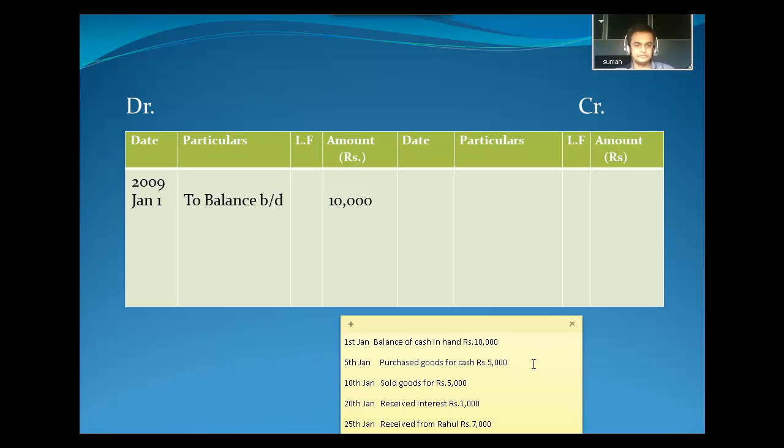Now in our first transaction there is a balance of cash in hand rupees 10,000. So this is the opening balance. Opening balance of cash will come in the debit side and it will be written as to balance b/d. So opening balance will come in the debit side as balance b/d rupees 10,000.